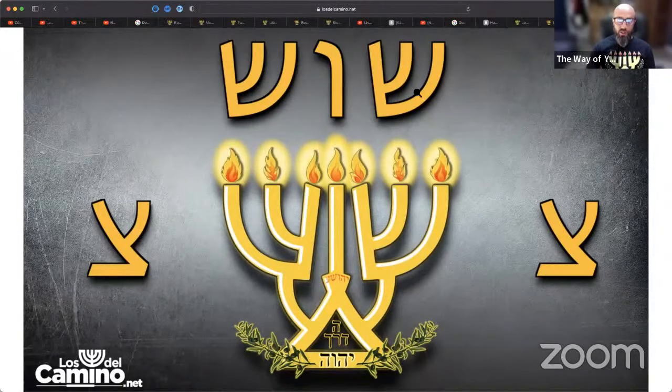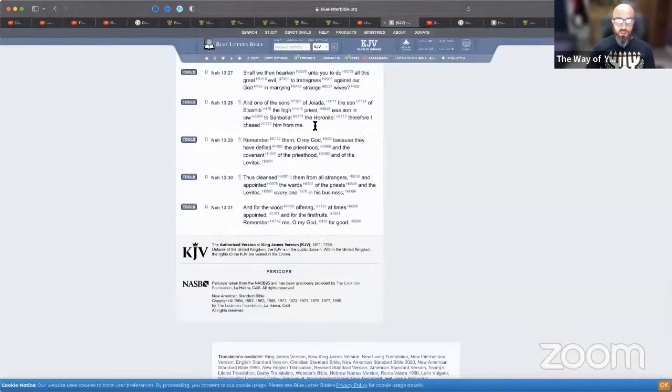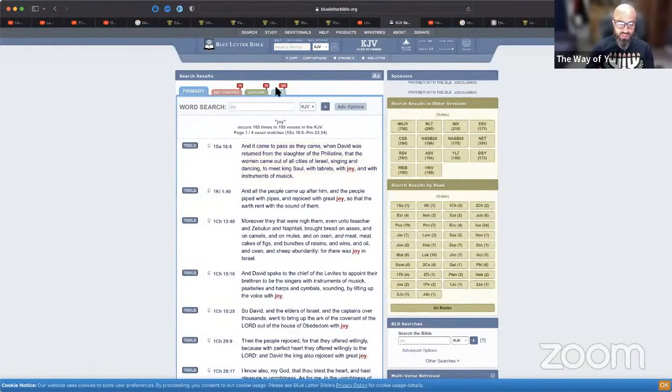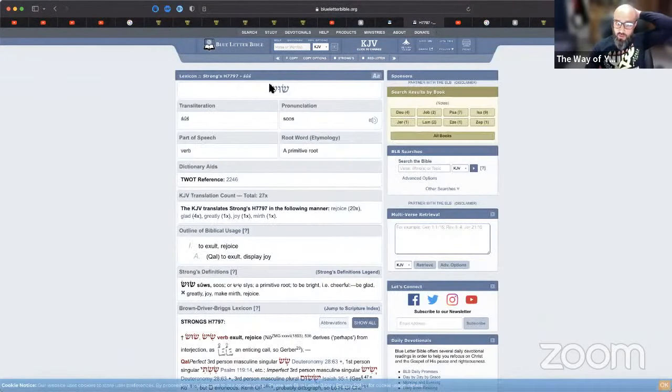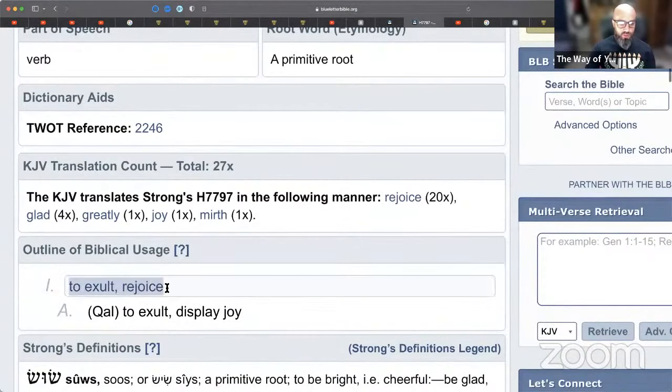This word right here that you see, Shin, Vav, Shin, well, sadly, like I said, they put here the Hebrew of nowadays, but let me look for it here. Do it a different way. Reverse engineering. So you see the word right here? It means to exalt, rejoice, display joy.